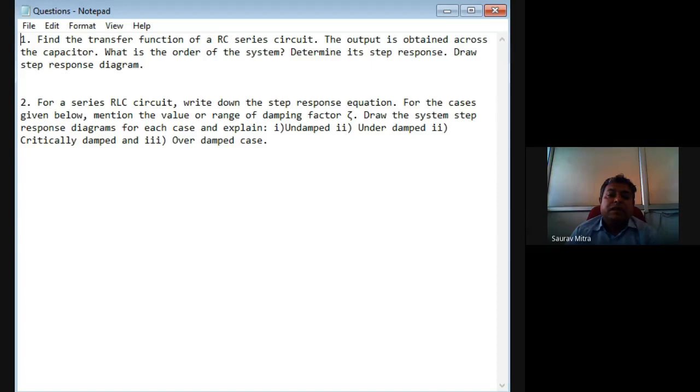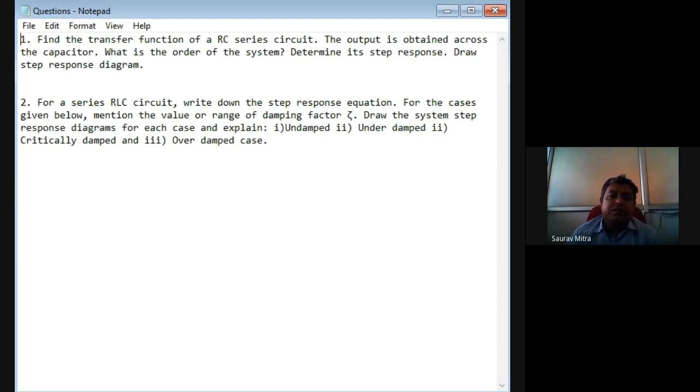So there will come two parameters in case of RLC circuit. One is omega n, which is called the undamped natural frequency, and the other is zeta, called the damping factor. Depending on the damping factor zeta, we can find there are 4 different types of system response obtained from the RLC circuit step response. So for different circuits, the values change.